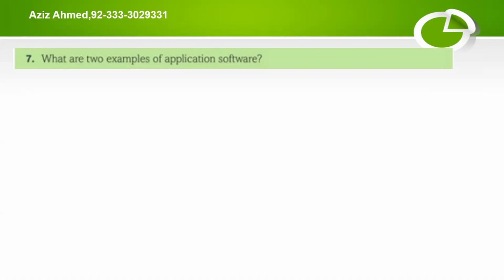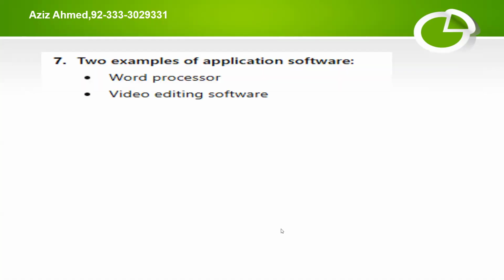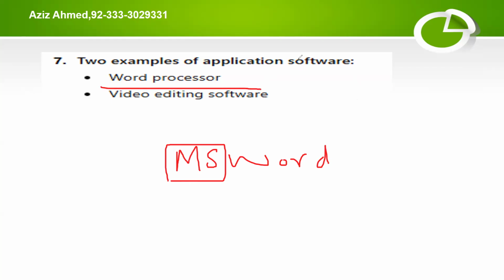Word processing software like MS Word. No, you should not say MS Word. Say word processor. You should not give a particular company name. MS Word is a company product name, Microsoft is a company name. You can write a generic name like word processor, because many companies make word processors, not only Microsoft. Video editing software, web browser.